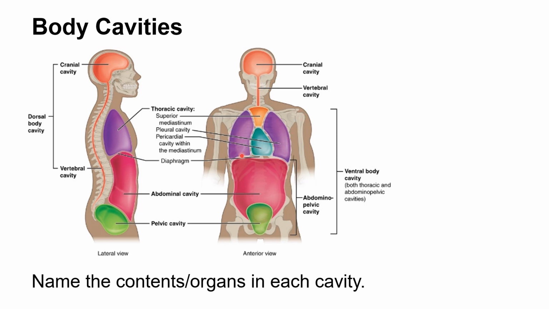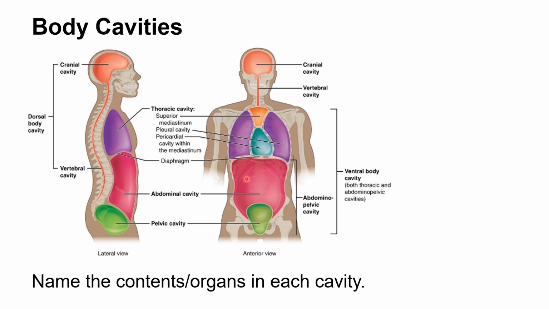The thoracic cavity, as you can see, has some subdivisions. The pleural cavities contain the lungs. The pericardial cavity contains the heart, and what's left over is the superior mediastinum. Mediastinum is the space between the lungs, but much of that space is occupied by the pericardial cavity, so what's left over is the superior portion of the mediastinum.